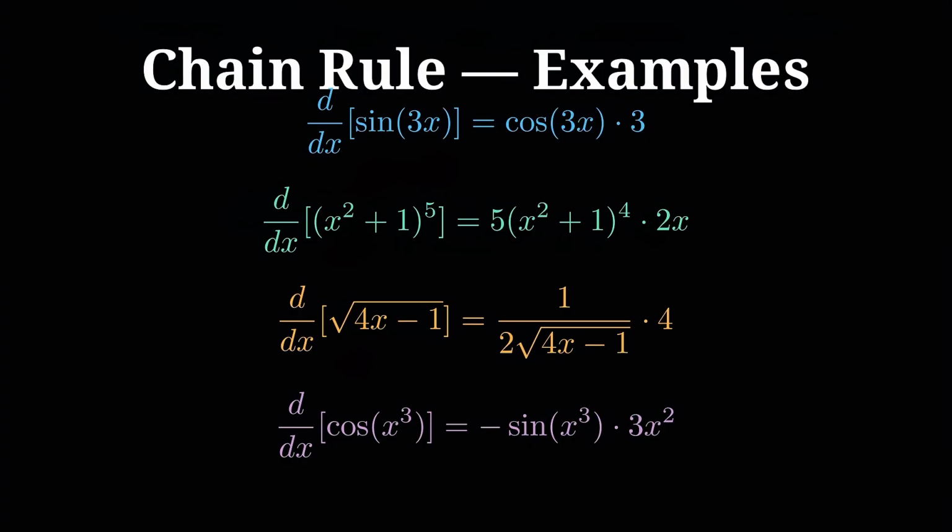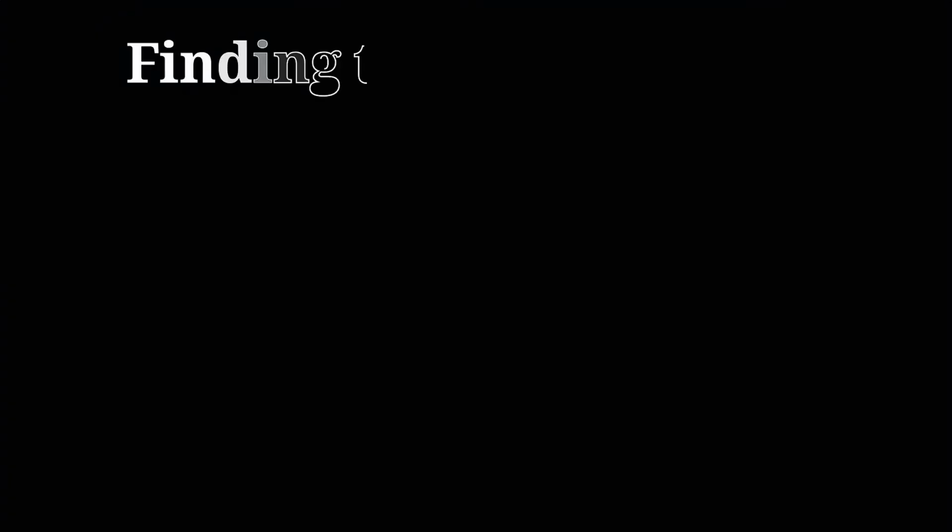The derivative of x squared plus 1 raised to the 5th. Outside is something to the 5th, inside is x squared plus 1. Bring down the 5, keep the inside, reduce the power, times 2x. Answer: 10x times x squared plus 1 to the 4th. Practice recognizing the outer and inner functions. That is the whole skill.